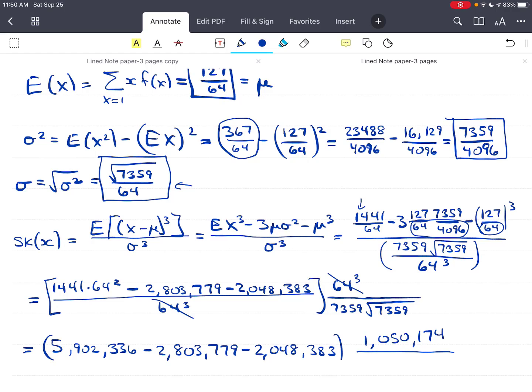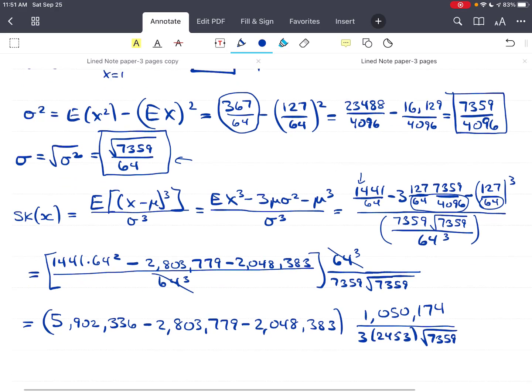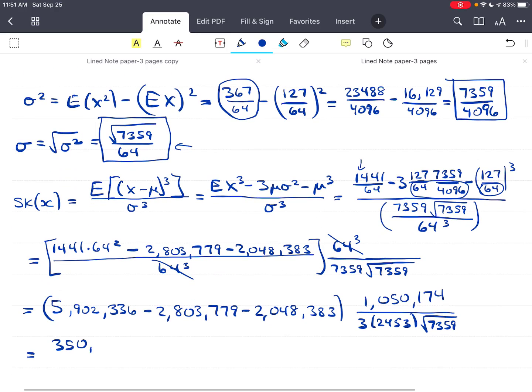And this is, I can reduce 7359 into 3 times 2453. You don't have to. Square root of 7359. And this gives me, so I can divide the top by 3. And that gives me 350,058 over 2453 square root of 7359.